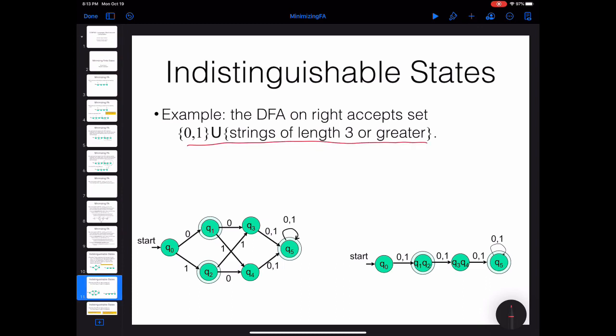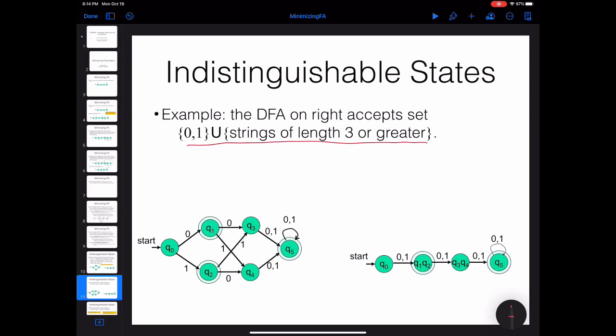So I'm going to check which states here are going to be indistinguishable. The potential pairs that can be merged together are going to be Q1 and Q2, and also I can actually consider Q1 and Q5, but let's first look at these pairs. Another pair that is potential is Q3 and Q4.